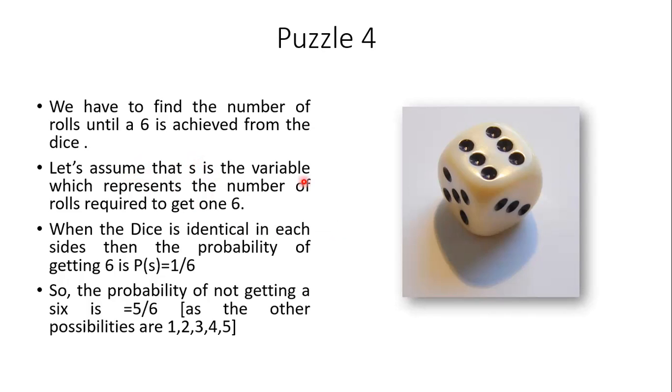If the die is fair, the probability of getting a 6 is 1/6, because the possible outcomes are 1 to 6. So the probability of not getting a 6 is 5 divided by 6, which can be derived from 1 minus 1/6.